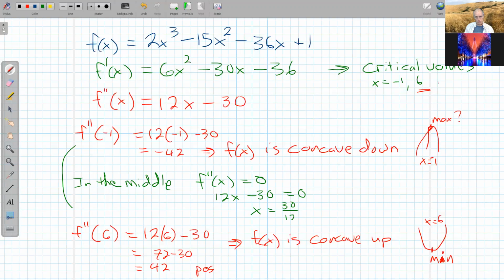Let's see, 30 over 12 cleans up a little bit to what? Half of 30 is 15 over 6. Do it again. Oh, 6 went into both of those. 5 halves. Thank you, Kelsey. I'm a little slow this morning, apparently. 5 halves, which is 2.5. So what we should see is a change in concavity at x equals 2.5.